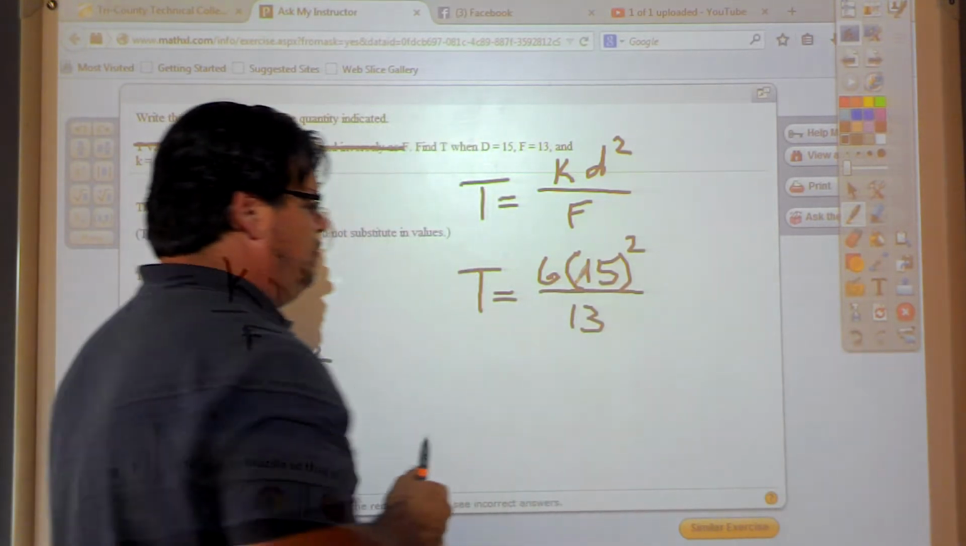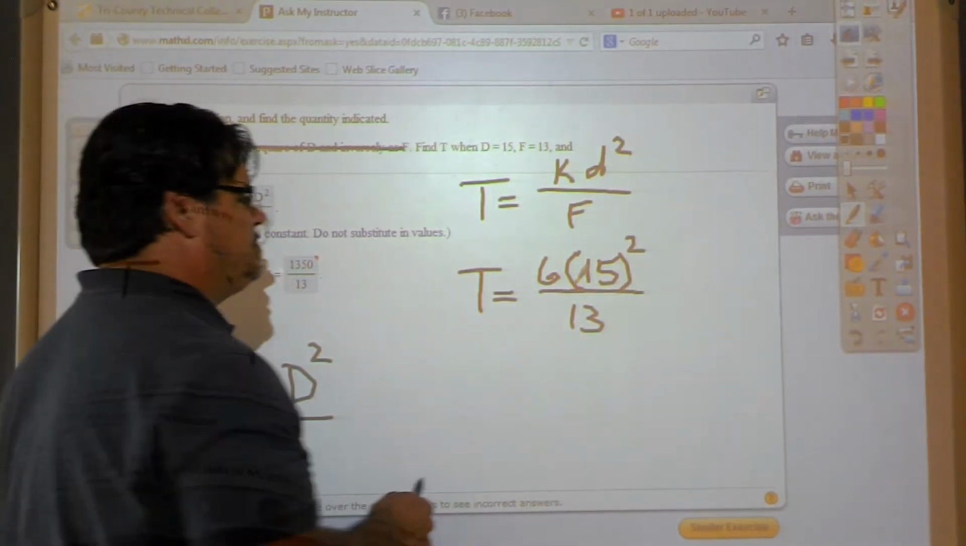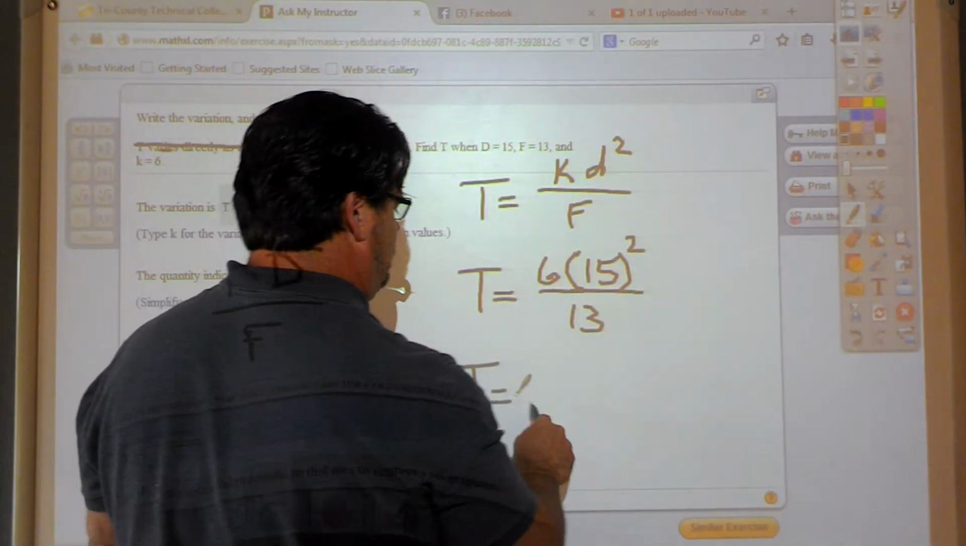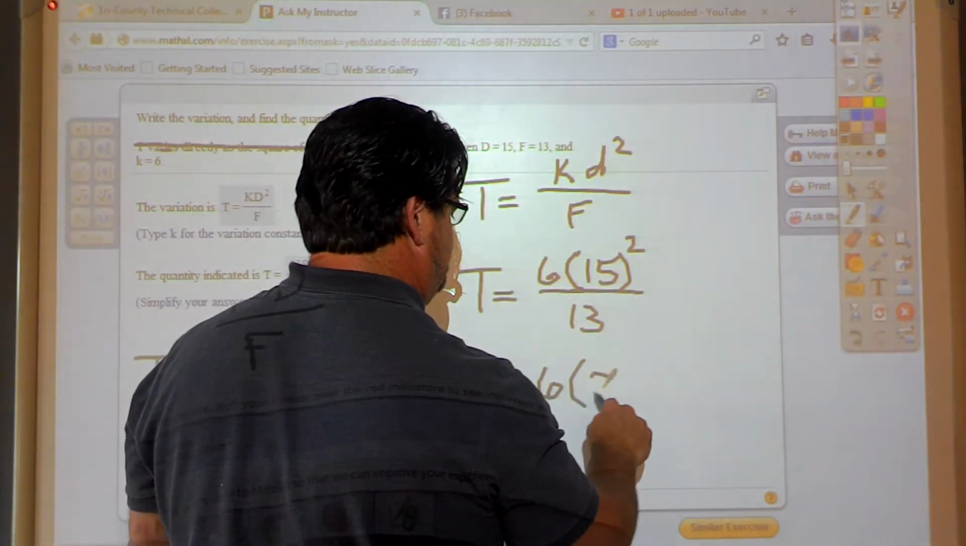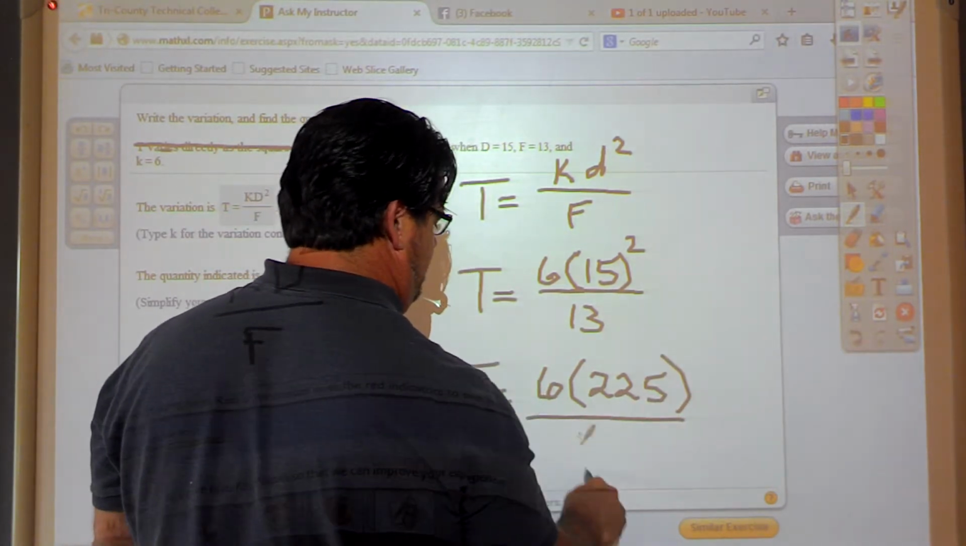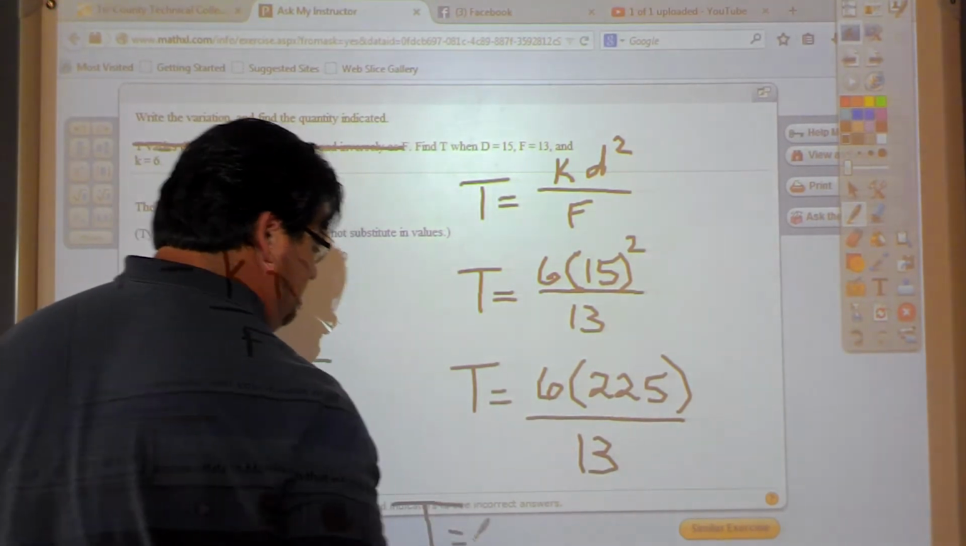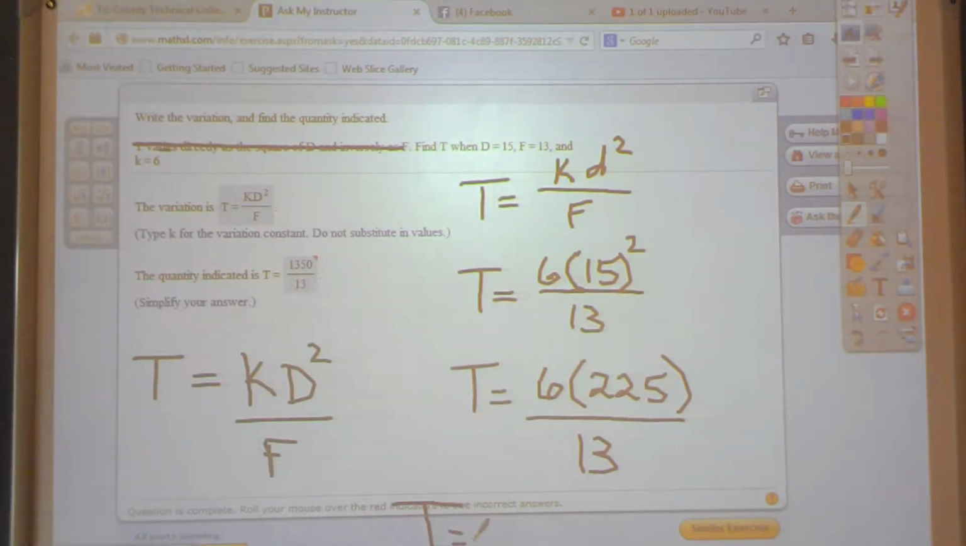And before you start reaching for it, I don't think you're going to be able to, because 13 is prime. I don't think you're going to be able to cancel anything there. So go ahead and use your calculators. T is equal to 6 times 225 over 13. Somebody do the math on that. It'd be 1,800 over 13, which I have no idea what that comes out to be. Somebody do your calculator. What does it come out to be?